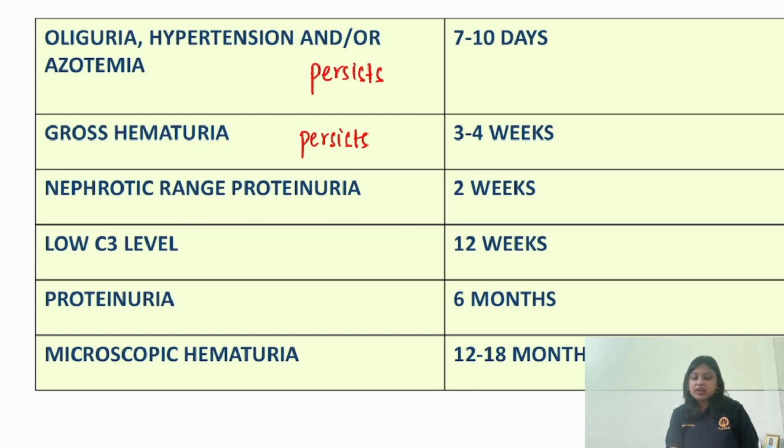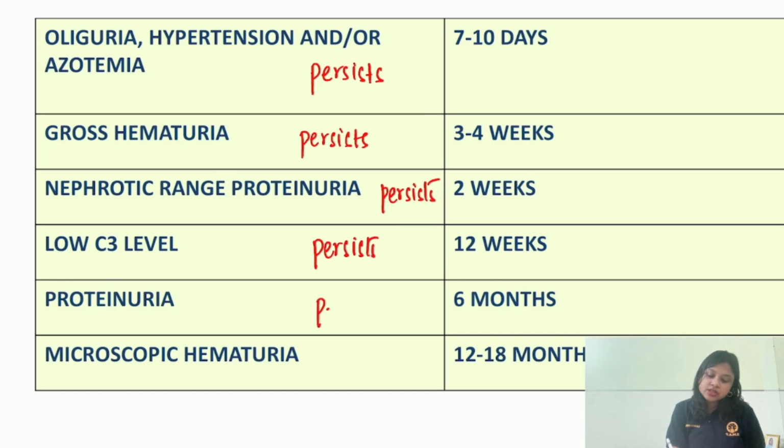Nephrotic range proteinuria persisting for 2 weeks, again, is an indication for renal biopsy. And low complement C3 level persisting for 12 weeks, and proteinuria persisting for 6 months, and microscopic hematuria persisting for 12 to 18 months.